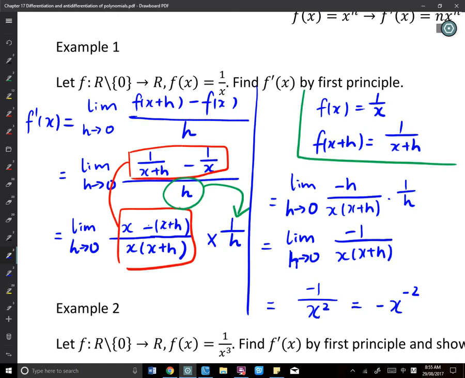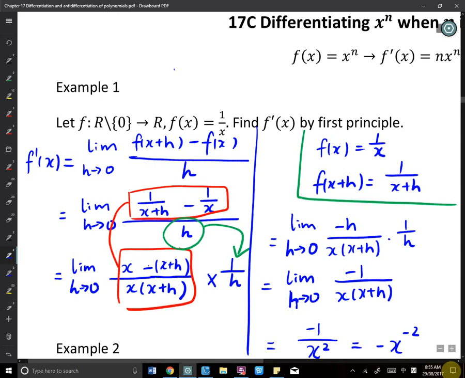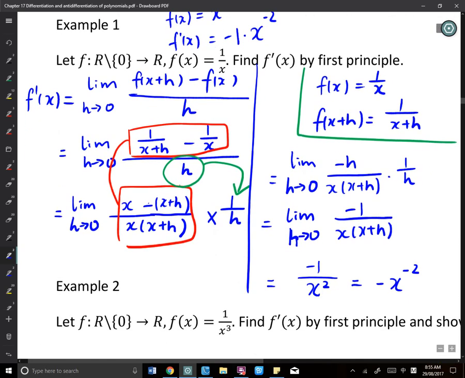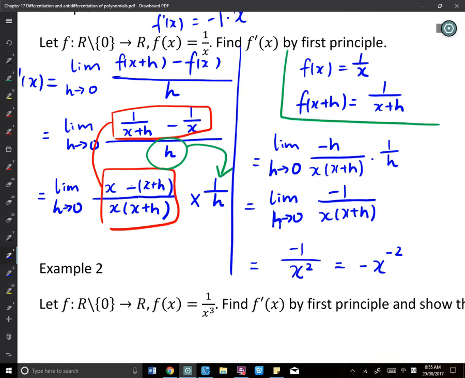Then have a think. That's f(x) equals x to the power of minus 1. So f dash x, by using the formula, is minus 1 times x to the power of minus 2. And that exactly looks like what we have here. That's the same as what we found here. The formula actually comes from the first principle. You should get the same answer. If you get different answers, that's definitely wrong.